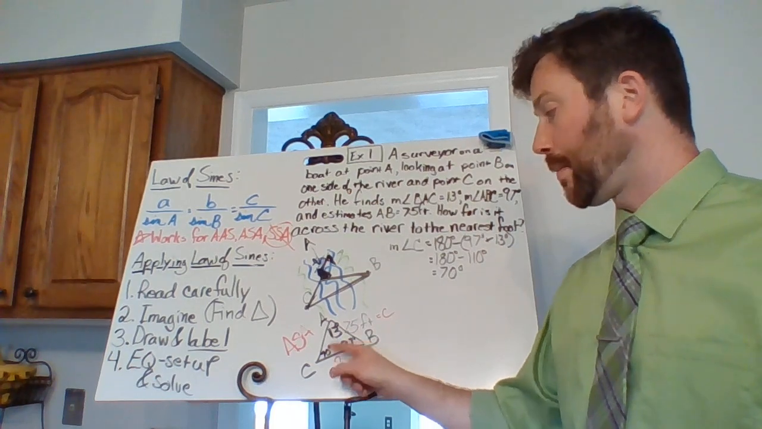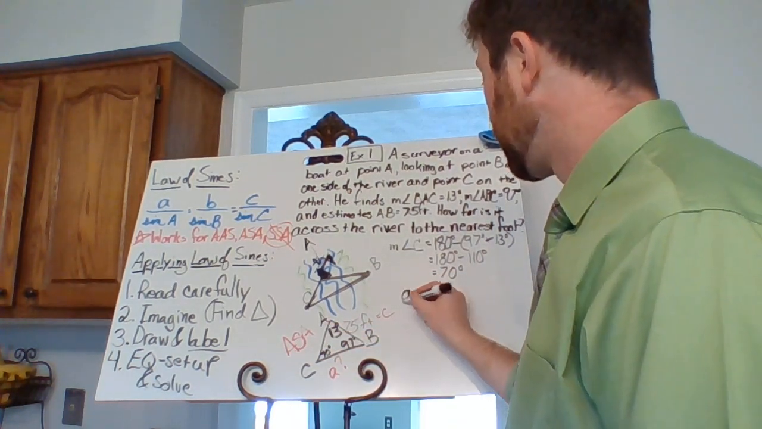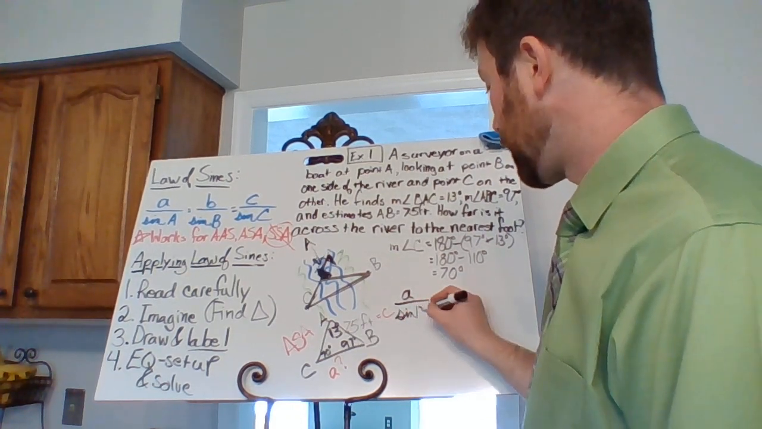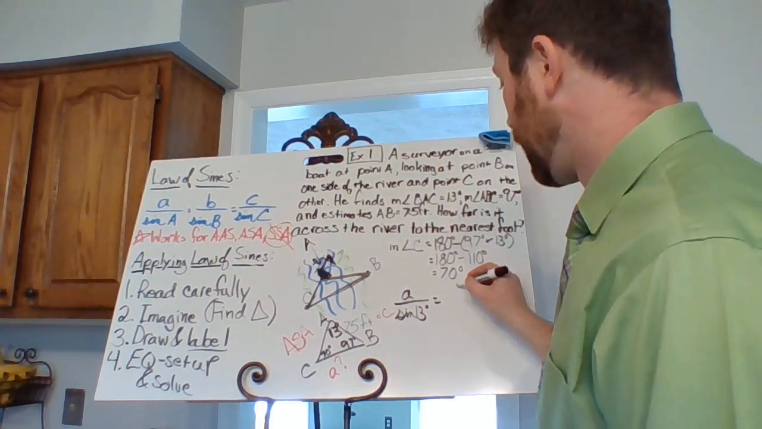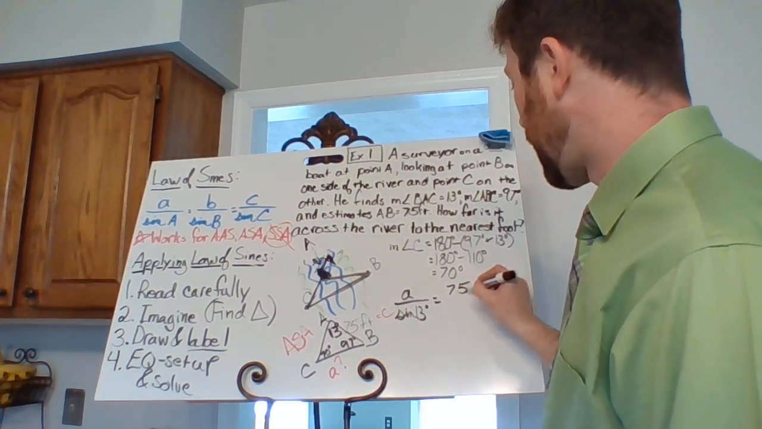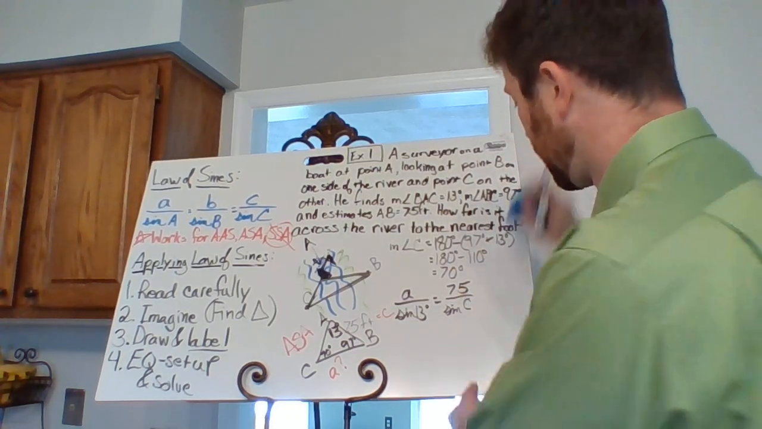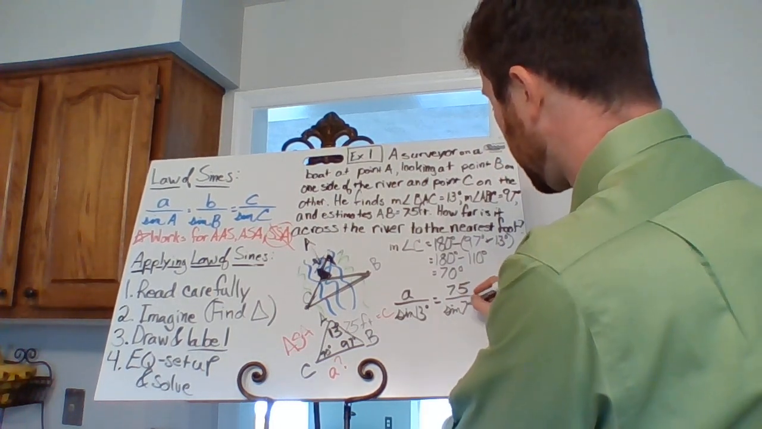So we've got a pair of opposite measures, and now we want to find side A. So I can say A over the sine of angle A, which is 13 degrees, is going to be equal to side C, which is 75, over the sine of angle C, which is 97 degrees.